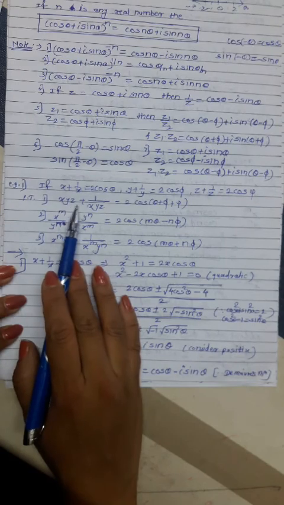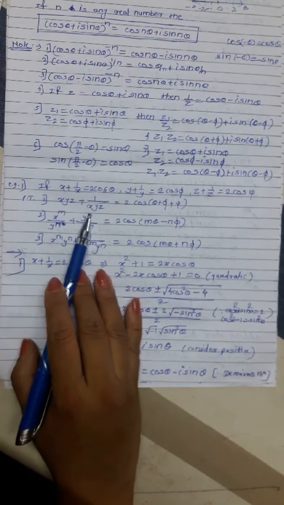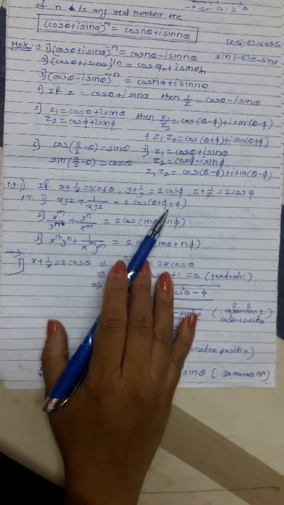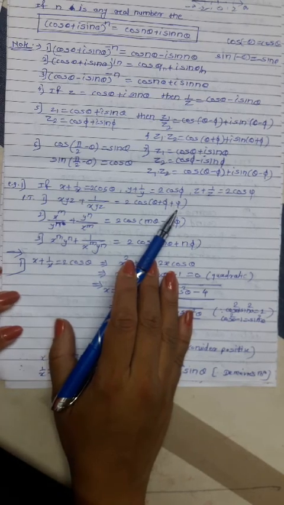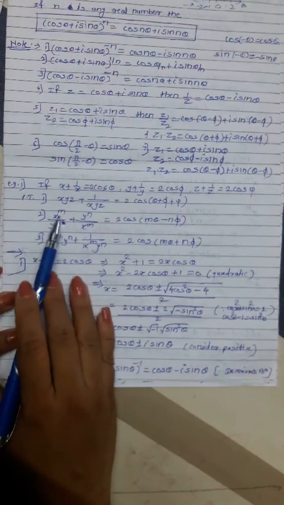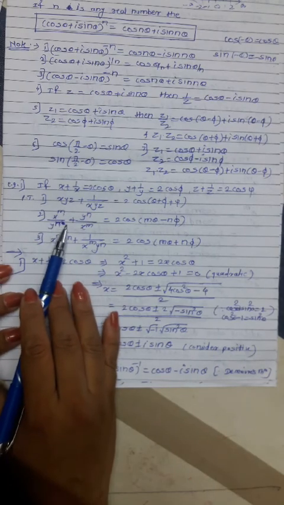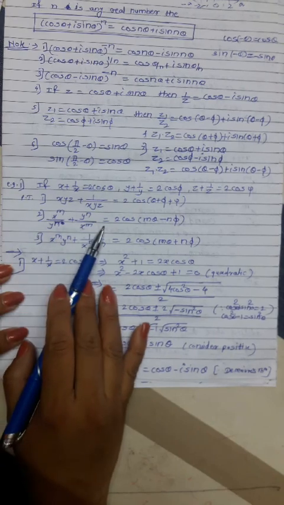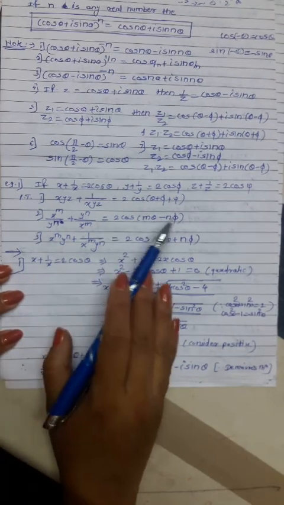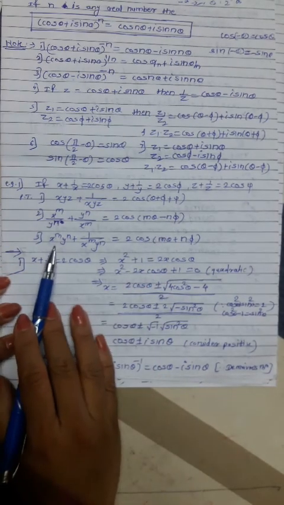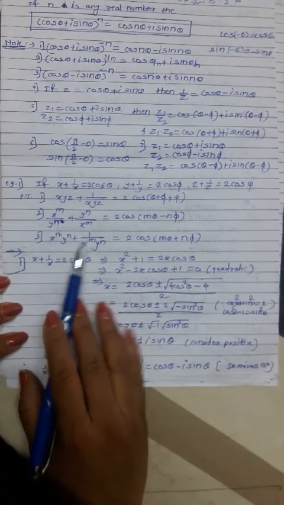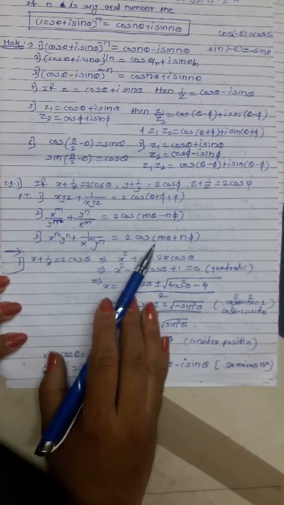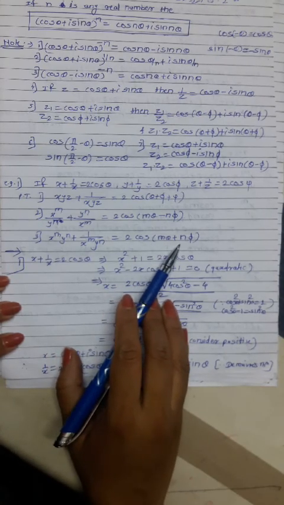First, x into y into z plus the reverse of this, 1 upon x y z, is equal to 2 cos of the addition of these three angles, theta plus phi plus psi. Second, we have to prove x raised to m upon y raised to n plus the reverse, y raised to n upon x raised to m, is equal to 2 cos of m theta minus n phi. This we have to prove. And third, x raised to m y raised to n plus the reverse of this, 1 upon x raised to m into y raised to n, is equal to 2 cos of m theta plus n phi.